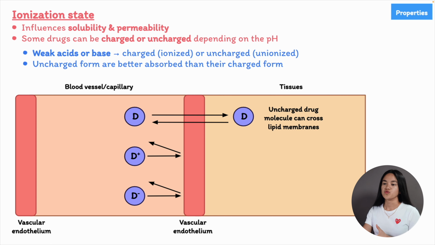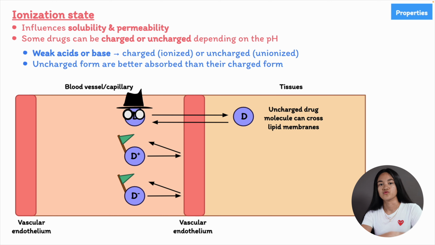An easier way to explain this is imagine a drug playing hide and seek with cell membranes. If it's charged, ionized, it's like waving a flag. It's easier to spot because it's waving either a positive sign or a negative sign. So the lipid bilayer can see it. If it's not charged, it's incognito, so it can easily cross through lipid membranes, cell membranes. So the ionization state influences how well a drug can slip through cell membranes, impacting its absorption journey.